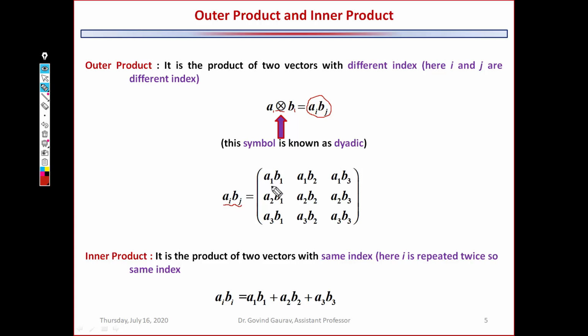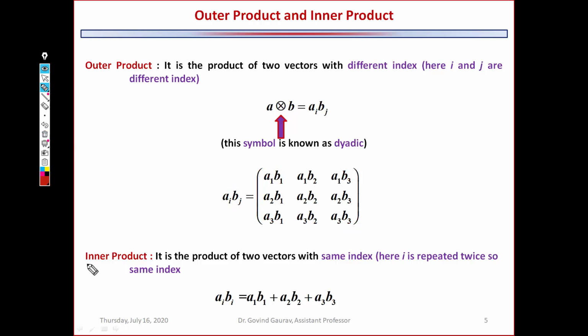So if we expand these terms, A subscript i, B subscript j, which gives us A1 B1, A1 B2, A1 B3, A2 B1, A2 B2, A2 B3, A3 B1, A3 B2, and A3 B3. So if we are interested in representing this entire matrix in the index form, then we can simply write it as A subscript i, B subscript j. Then we need not write this entire expression. This entire expression in the index form is represented by simply A subscript i, B subscript j.